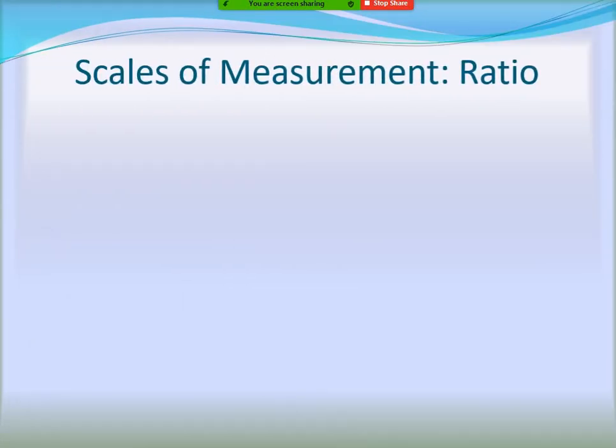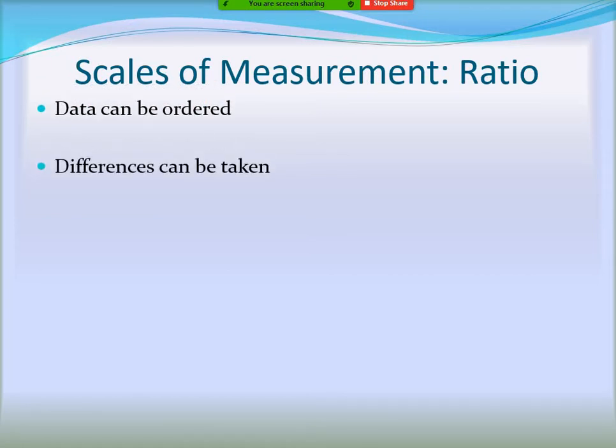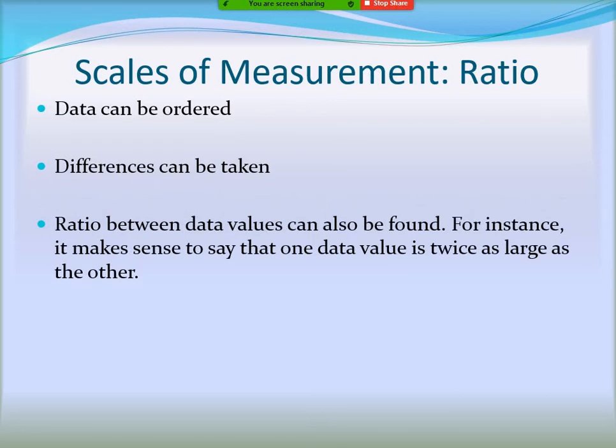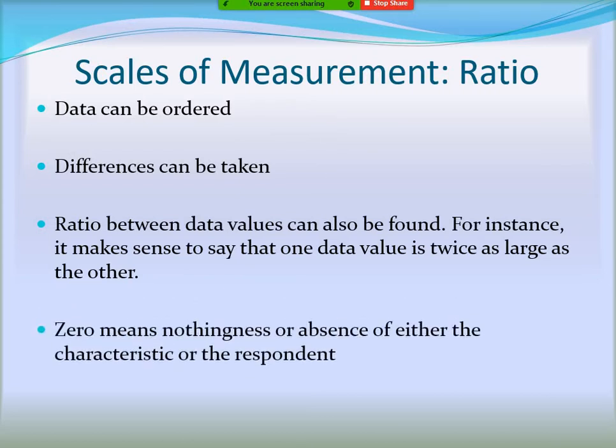The next level of measurement, which is quite related to interval data, is called ratio data. Data can be ordered, differences can be taken, and now the ratio between data values can also be found. For instance, it makes sense now to say that one data value is twice as large as the other. 0 means nothingness or absence of either the characteristic or the respondent. For example, age and height.